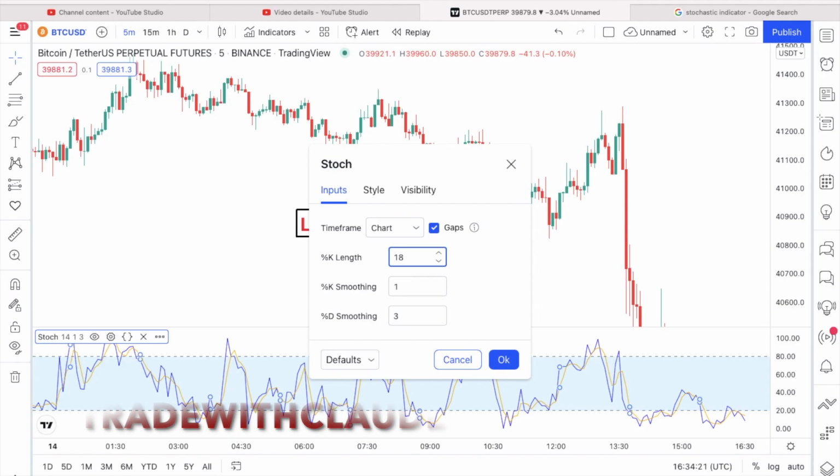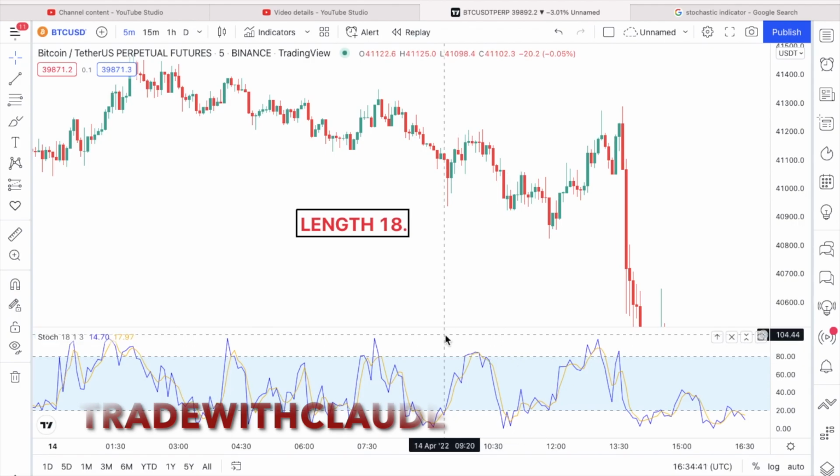Remember, I told you guys in my RSI lecture that the longer the length is, the more powerful the entry confirmations become. So this is going to really help you understand these markets. The length now will be 18 for me. So this is the length you should set.